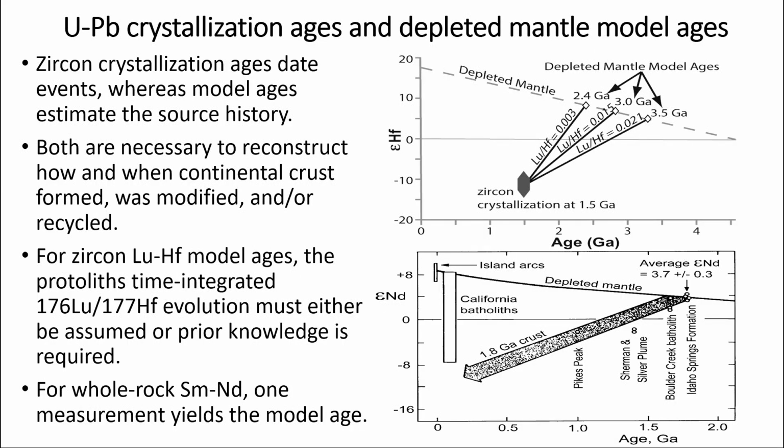So zircon crystallization ages date events, whereas model ages estimate the source history. Both of these things are pretty important to reconstruct how and when continental crust formed, was modified, and/or recycled. So for zircon hafnium model ages, the protolith's time-integrated evolution must either be assumed or prior knowledge is required. In contrast, for whole rock neodymium, you take one measurement and you calculate the model age from that.